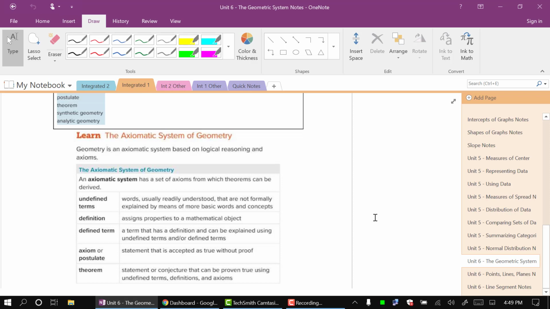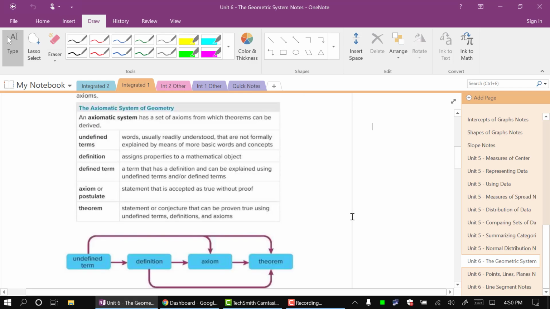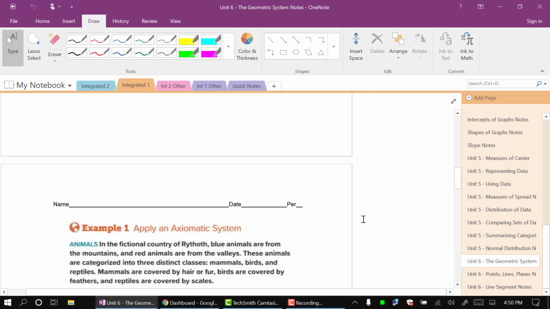Then we have definitions. We have defined terms based off our definitions. We have axioms or postulates, which are statements that are accepted as true without having to actually show that they work. And then we have theorems, which are statements derived from our axioms, our definitions and our undefined terms. These we can show that they work. So it's kind of like the axioms and our postulates form our base, our support, and from there we build everything else out. So again, we have our undefined terms, our definitions, our axioms, and then our theorems. So let's start off with a problem.